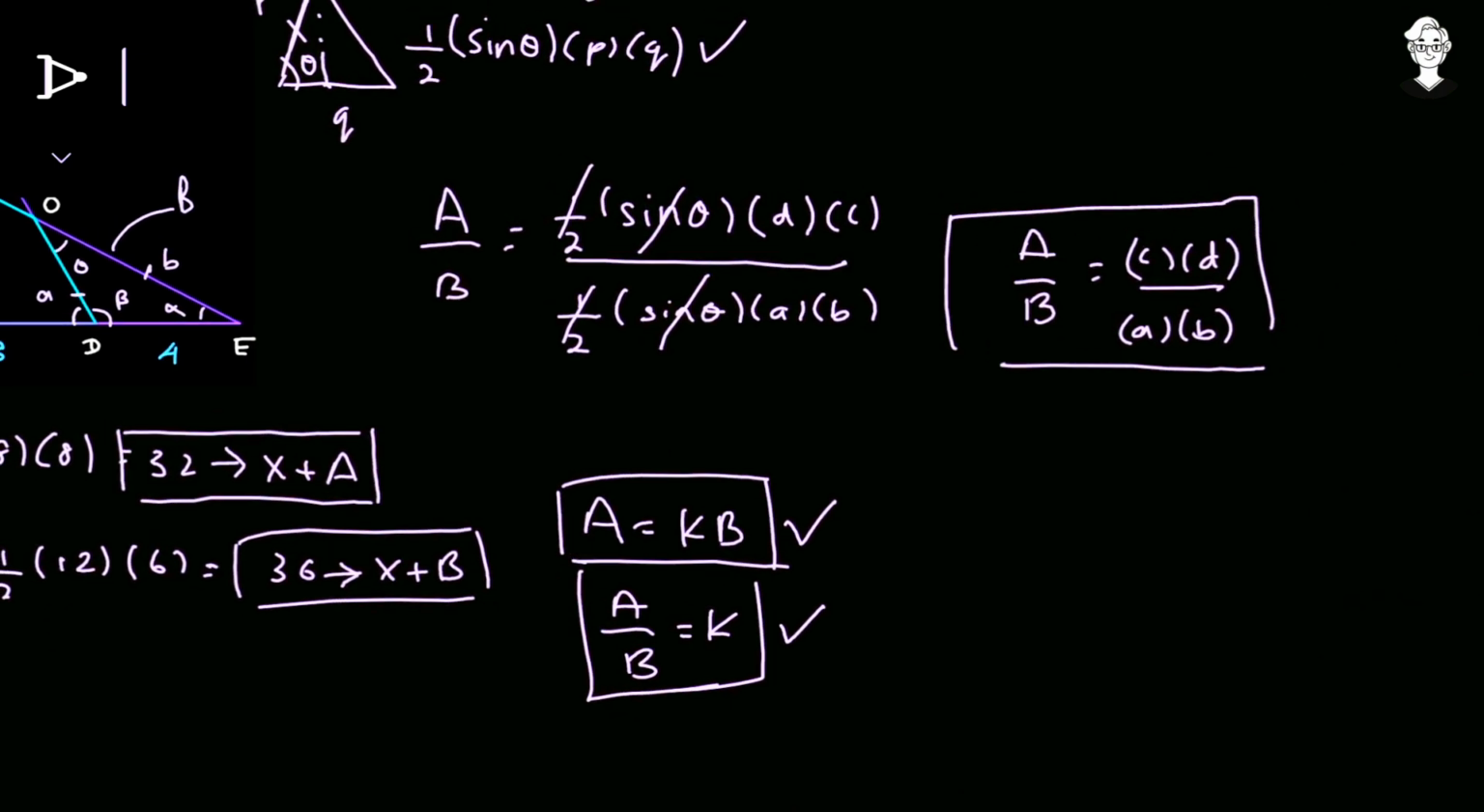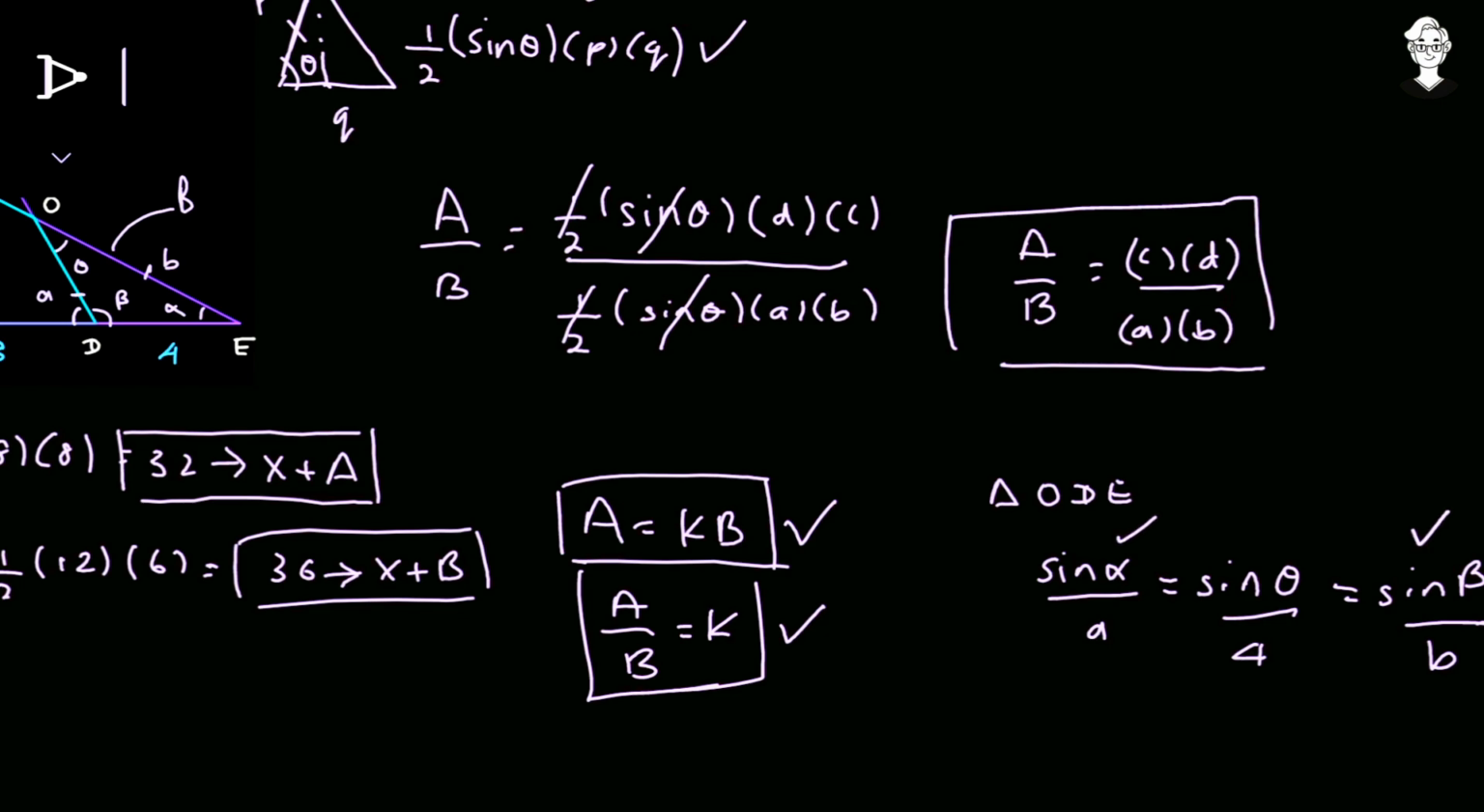So sine rule means sine of angle upon its opposite side. So sine of alpha in that triangle. The triangle is ODE. In that triangle, sine of alpha upon its opposite side, that is a, is equal to sine of theta upon its opposite side, that is 4, which is equal to sine of beta upon its opposite side, that is b. Now the thing over here is that we can have a very nice value for sine alpha and sine beta.